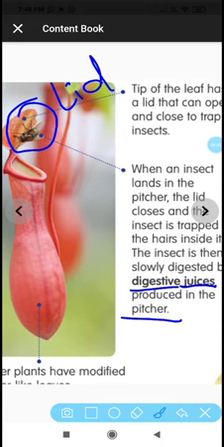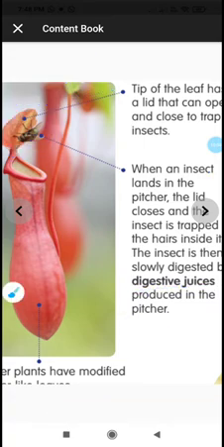So that's why pitcher plant is also one example of an insectivorous plant or carnivorous plant. Especially the lid is a special character or modification in the pitcher plant. When an insect triggers it, immediately the lid gets closed and after digestion it opens automatically. Okay, so this is one example of an insectivorous plant.